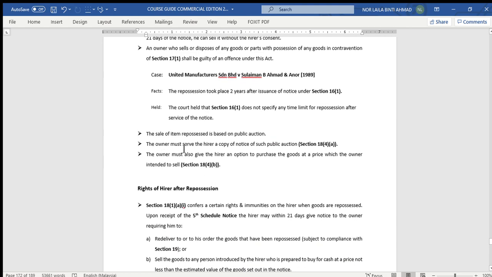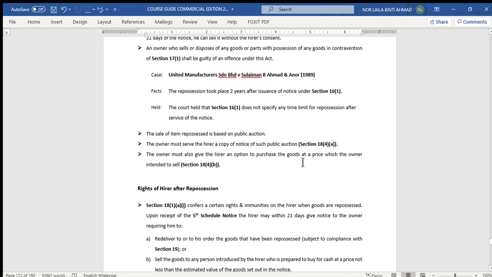Okay, sale of item must be made based on public auctions. Owner must serve the hirer a copy of notice of such public auctions. Owner must also give hirer an option to purchase the goods at a price which the owner intended to sell. So, hirer also can participate in public auctions. So, dia pun boleh purchase the goods.